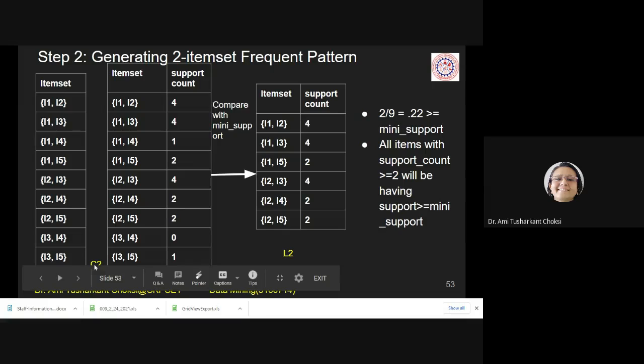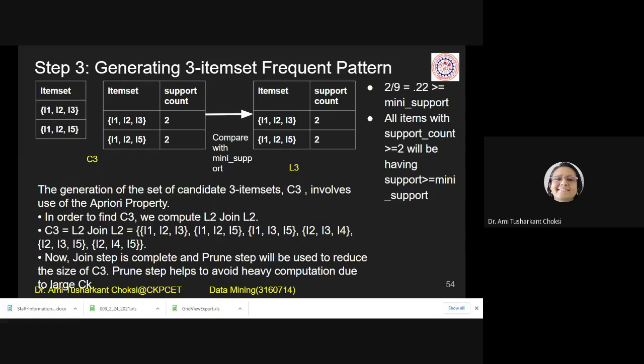Here C2 and L2 are different, because C2 had items which are not frequent. So we remove them and have L2, that is, the two item frequent patterns. Let us proceed further.